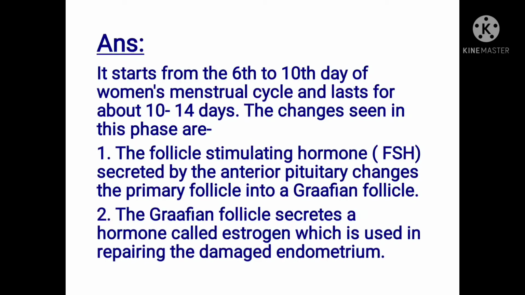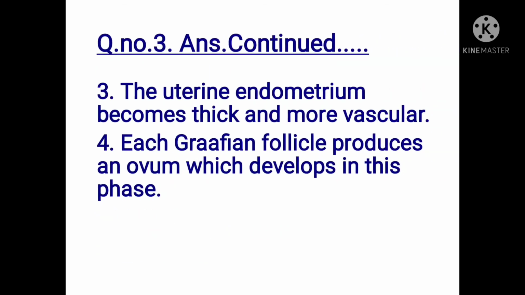The changes seen in this phase are: number 1, the follicle stimulating hormone FSH secreted by the anterior pituitary changes the primary follicle into a Graafian follicle. Number 2, the Graafian follicle secretes a hormone called estrogen, which is used in repairing the damaged endometrium. Number 3, the uterine endometrium becomes thick and more vascular. Number 4, each Graafian follicle produces an ovum which develops in this phase.